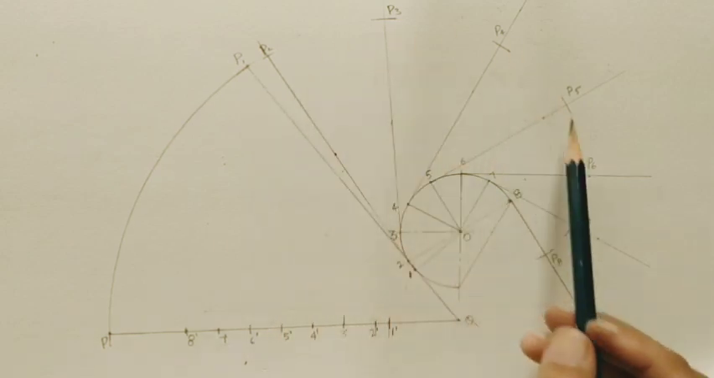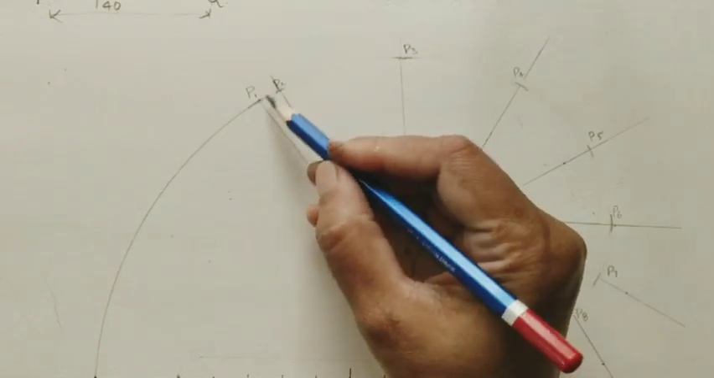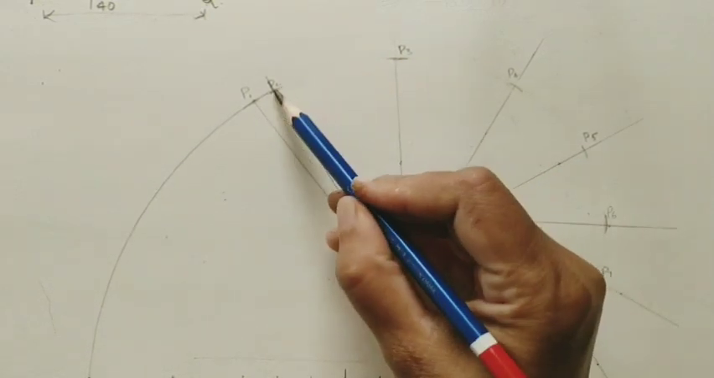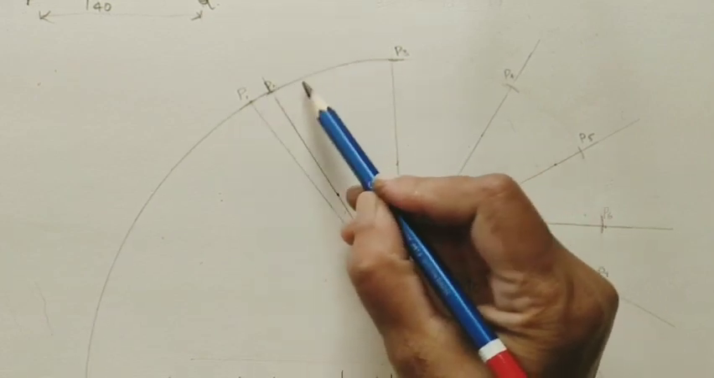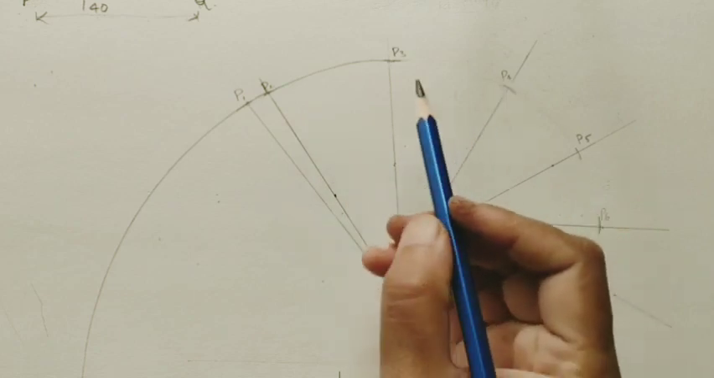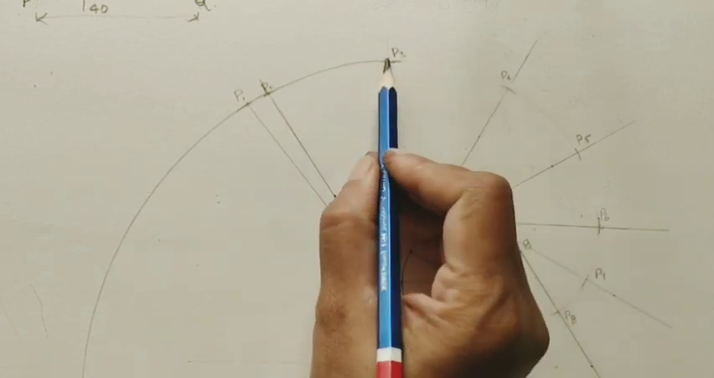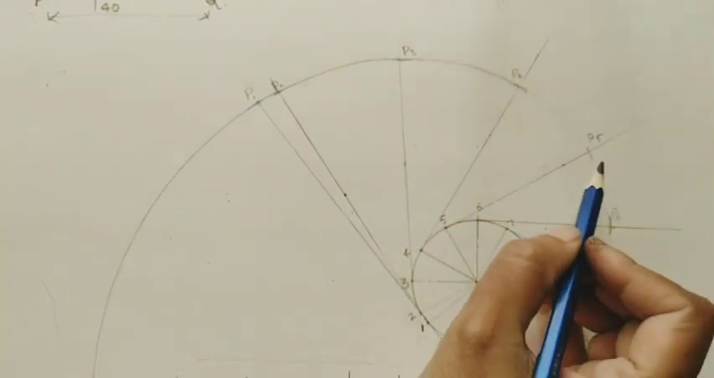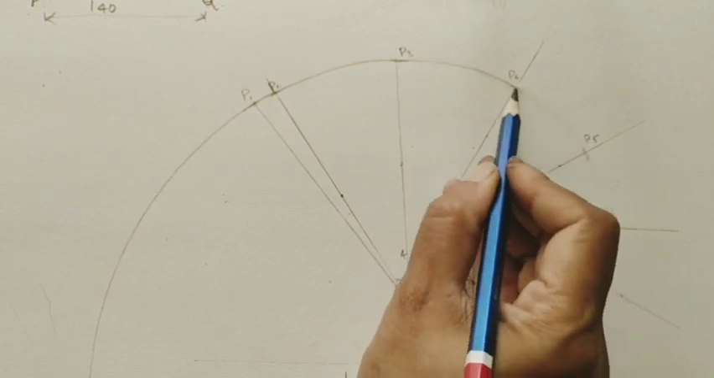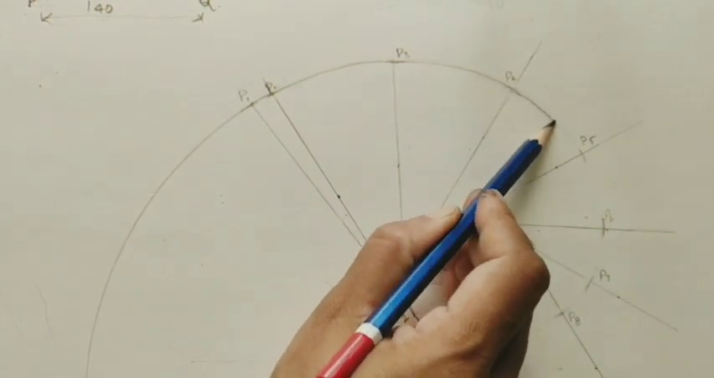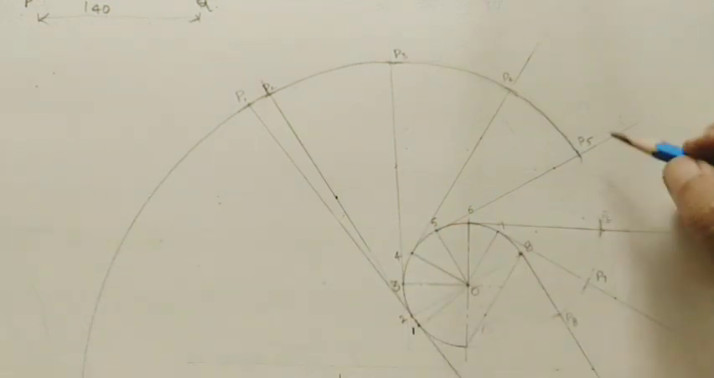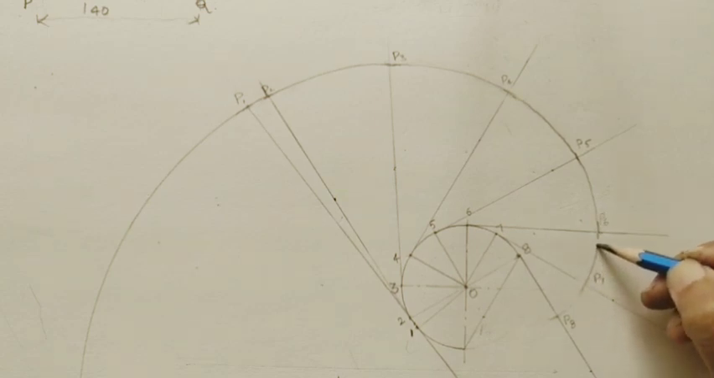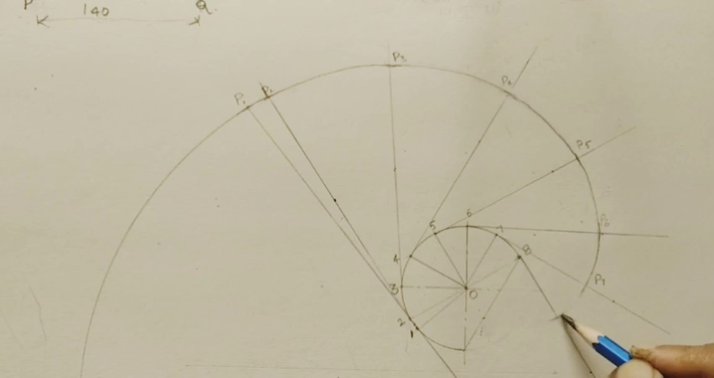Now we need to join all these points by using a freehand curve from P1 to P2. Just do the smooth curve. Now P2 to P3. Instead of a straight line, let us do the curve. Now after that P3 to P4, like this. And then P4 to P5. Now P5 to P6. Now P7 to P6. P8 to P7, like this.